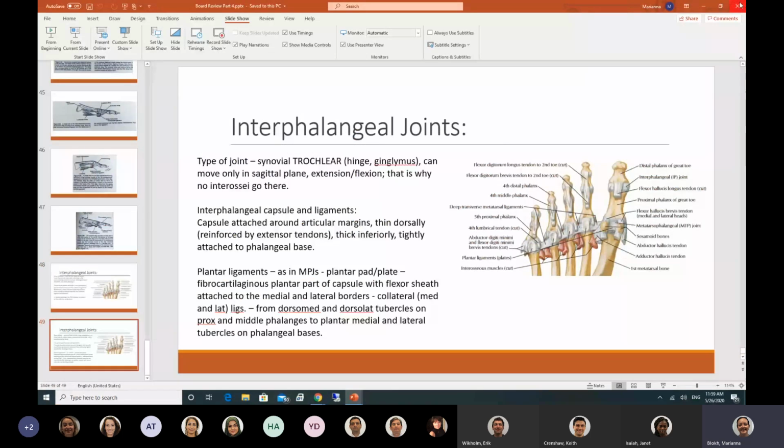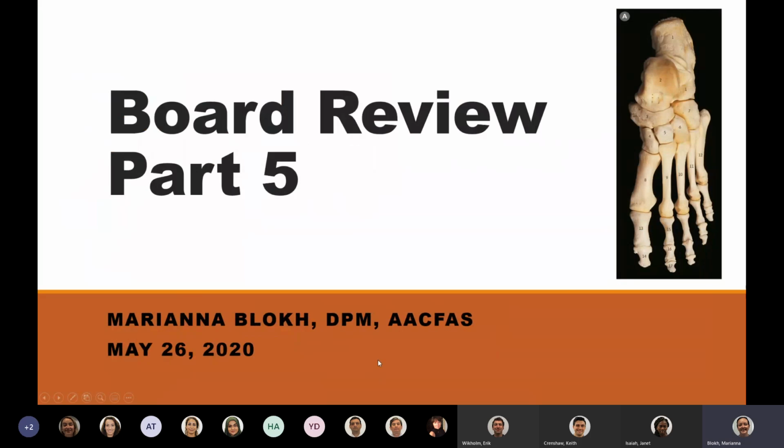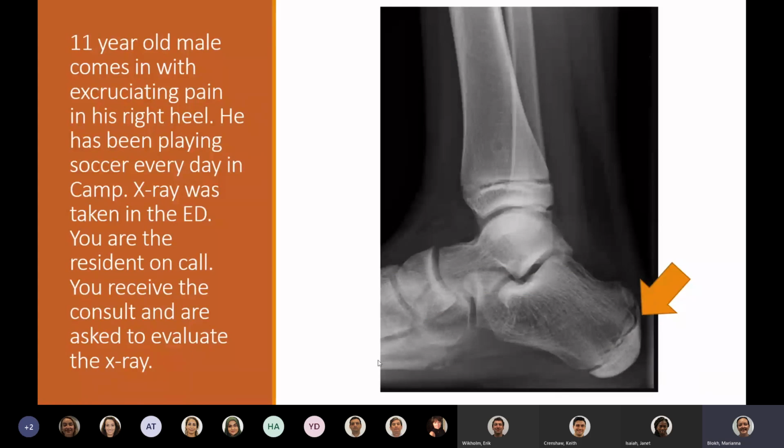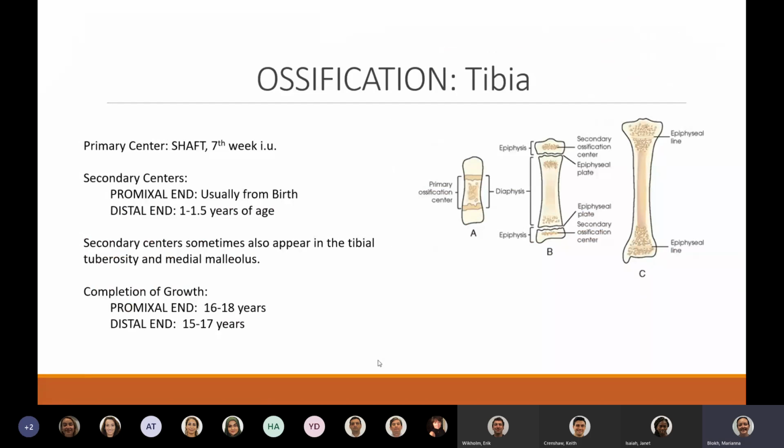Okay, let's just run quickly through the last one. We'll finish in 5 minutes. So they mentioned ossification: identify the normal osteology, ossification, and major accessory bones of the foot on radiographs. So this part 5 is my lecture on ossification, right? So here we cover ossification from the tibia all the way to the phalanges.